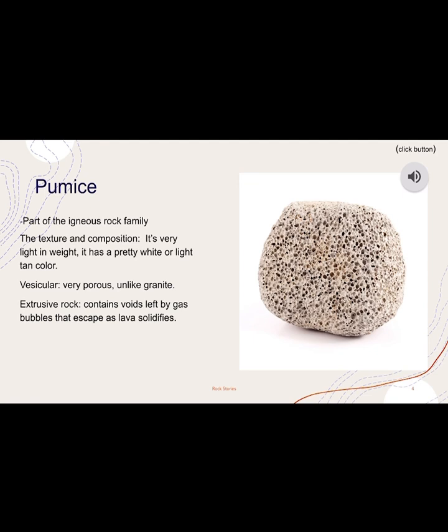Pumice. This rock also belongs to the igneous family, however, it is very different from granite. First, I examined the texture and composition. It's very light in weight and it has a pretty white or light tan color. Pumice is very porous, which means it has a vesicular texture, and it is an extrusive rock, meaning it contains voids left by gas bubbles that escape as lava solidifies. Pumice is primarily composed of silicates and aluminates with a glassy, non-crystalline structure, and this is why it looks very different from granite even though they belong to the same family.